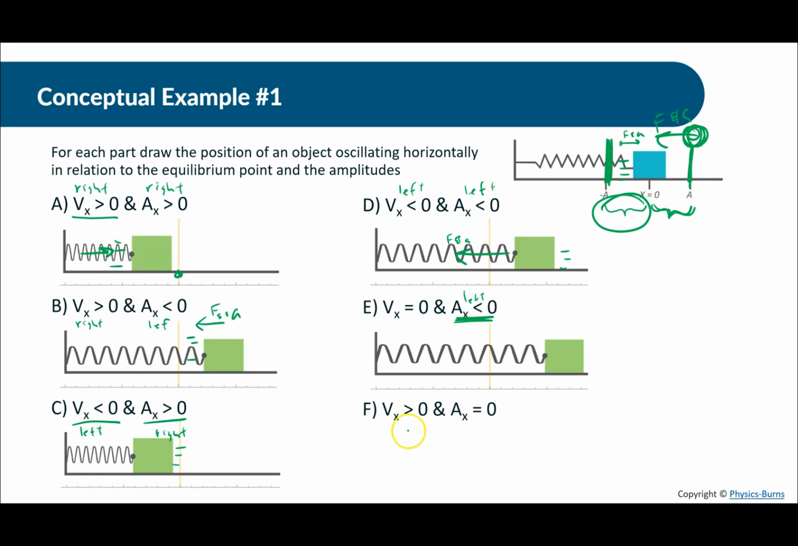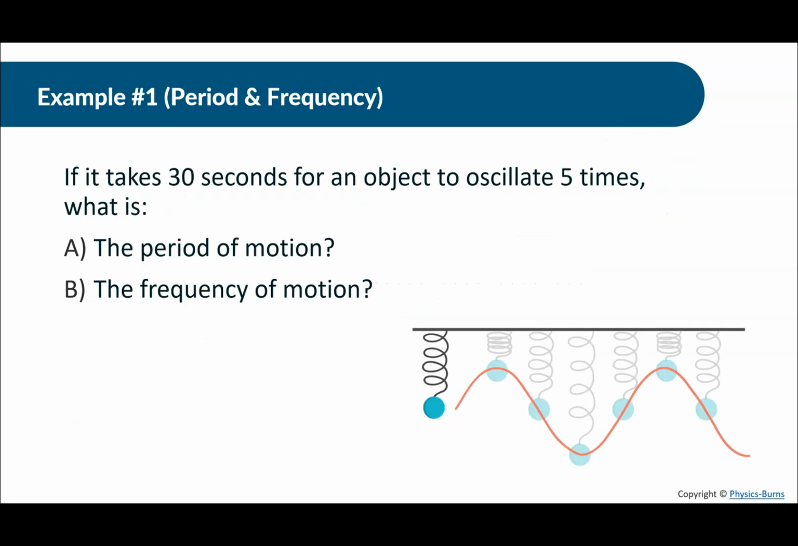All right, in this case, velocity is greater than 0, meaning this is going to the right, and acceleration is equal to 0. When acceleration is equal to 0, what that means is it is at the equilibrium point over here. This is where force and acceleration are equal to 0. So it's going like this, and it's moving to the right. Hope that makes sense. Moving on.